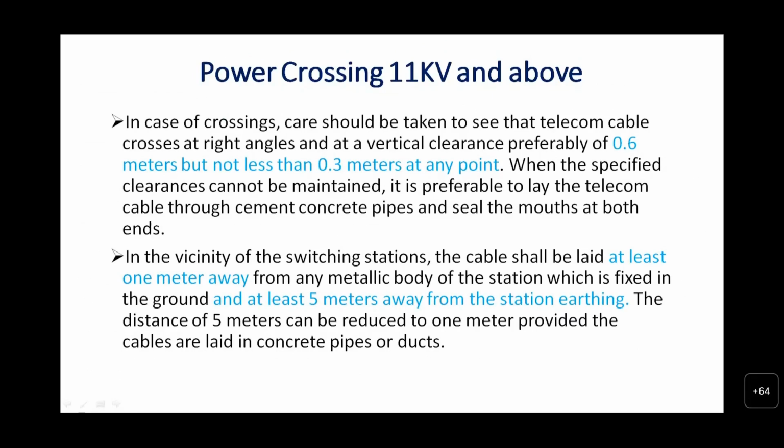In the vicinity of the switching stations, the cable shall be laid at least 1 meter away from the metallic body of the station, which is fixed in the ground, and at least 5 meters away from the station earthing. The distance of 5 meters can be reduced to 1 meter provided the cable is laid in a concrete pipe or a duct.